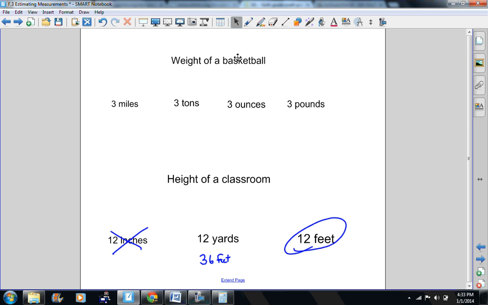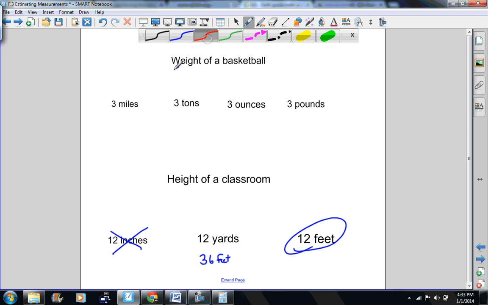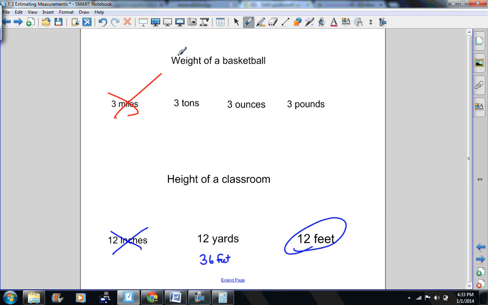So under here, we have the weight of a basketball. Well, first of all, I'm looking at 3 miles. That's not weight, so that's out. But then we have 3 tons, ounces, or pounds. Well, an ounce is very, very small. A ton is really, really big, and then a pound is somewhere in the middle. Well, I hope that we understand that 3 tons, that's too big. That's like 6,000 pounds. It's very heavy. But 3 ounces, that's probably too small. Therefore, the answer should be 3 pounds. Okay?